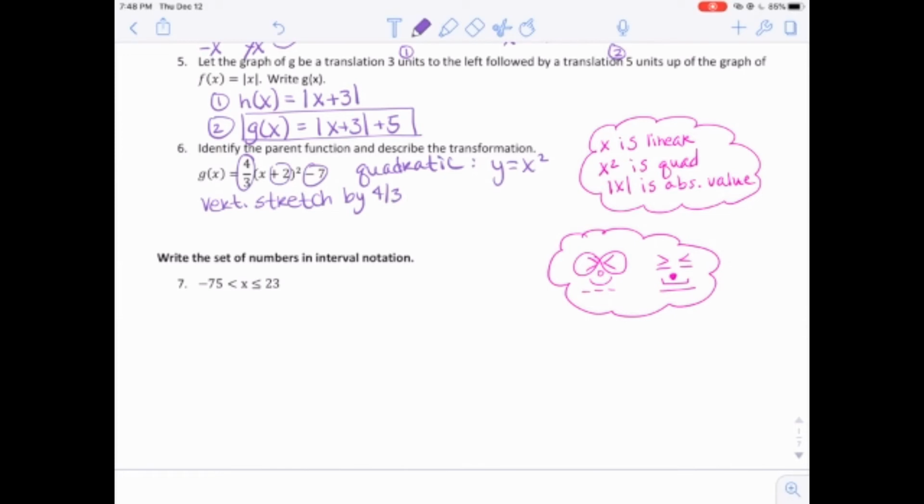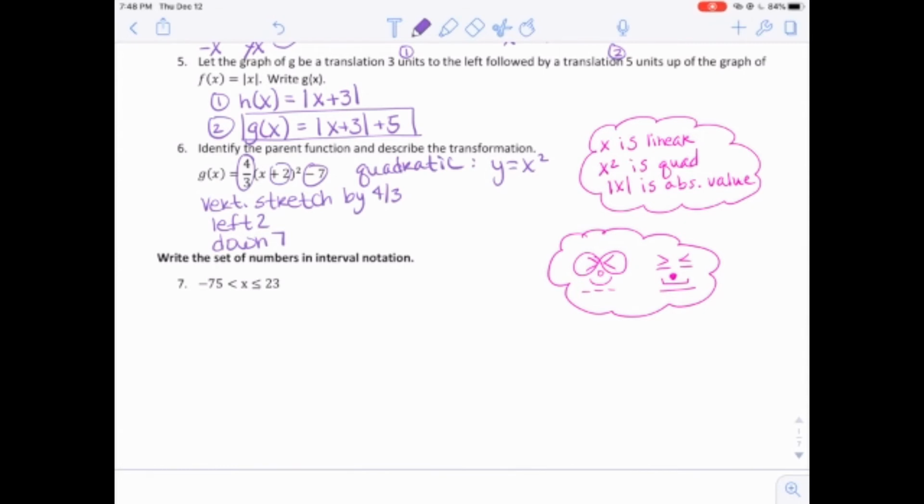Inside we have a plus 2, and so that's moving us to the left by 2. Again, remembering horizontal and inside is opposite. And then finally a -7 is a vertical transformation, so it's on the outside. That's how I know it's vertical. And I want to move down by 7. So vertical stretch by 4/3, left 2, down 7.